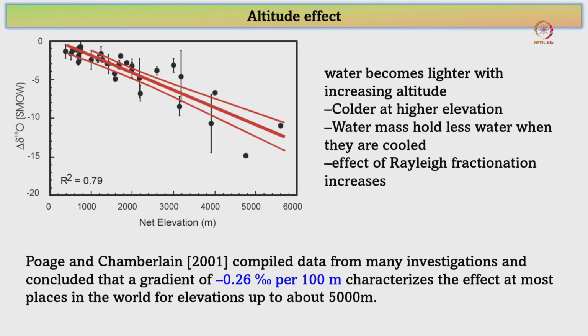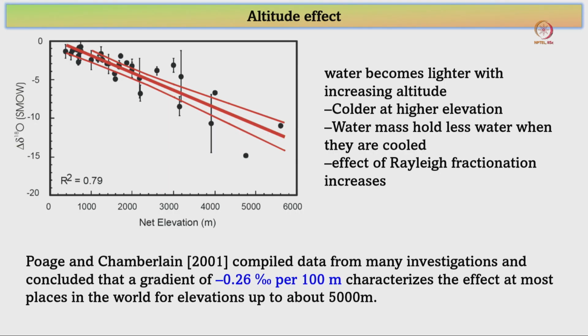For example, you have the Western Ghats, you have the Himalayas, which is latitude-wise very low, but the altitude is like 7,000-8,000 meters above sea level. So, even that altitude can cause a huge amount of differentiation in the composition of precipitation, and that is again related to temperature. At higher altitudes the air mass gets cold and holds less water, and the effect of Rayleigh fractionation therefore increases.